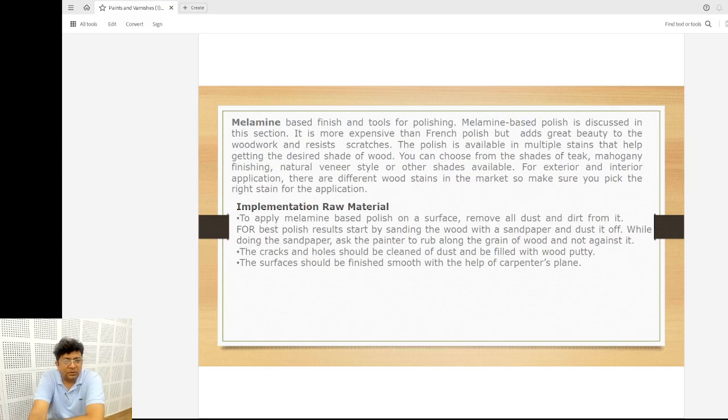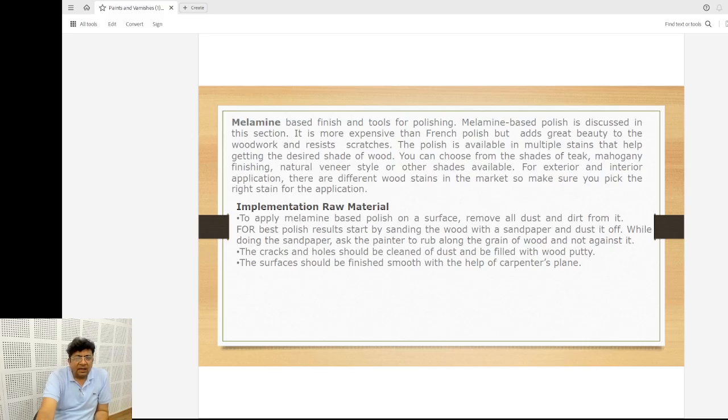For best polish result, start by sanding the wood with a sandpaper and dust it off. Different grades of sandpapers are available in the market. For example, we can start with 80 or 900 number, then we can go with 220 or 320 to make it more fine. Subsequently the paper grade becomes finer and finer, so that the surface becomes smooth and smoother.